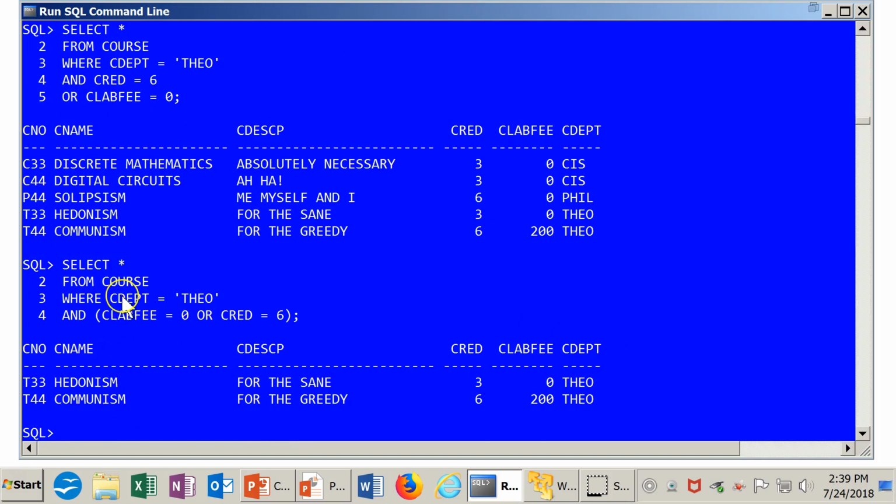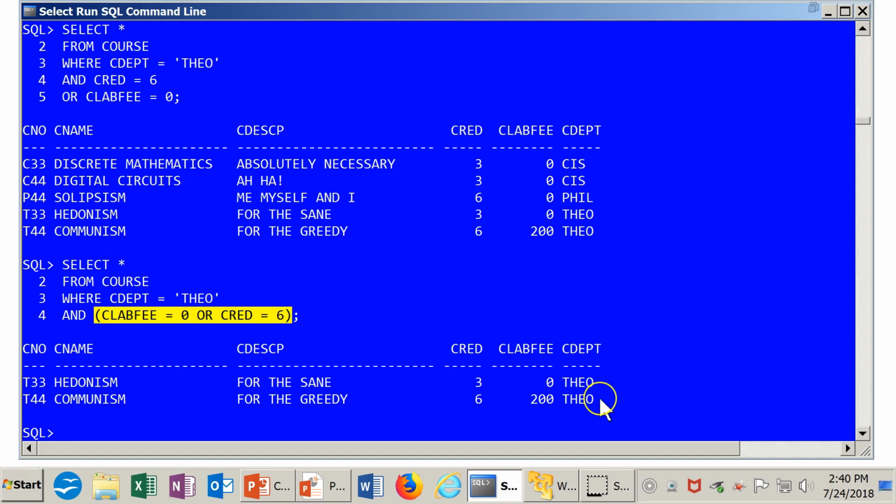Now, remember this part here. This is a complex condition in itself, so this will evaluate to true or false by itself. That is, lab fee equal to 0 or credit equal to 6. That component, because it's within parentheses, will be treated as something that by itself produces a true or a false. The true or false produced by that parenthesized expression or sub-expression is then combined using and with the evaluation of department equal to theology. So we're saying the department is equal to theology and this other thing, whatever it is, if those are both true, the row comes back.